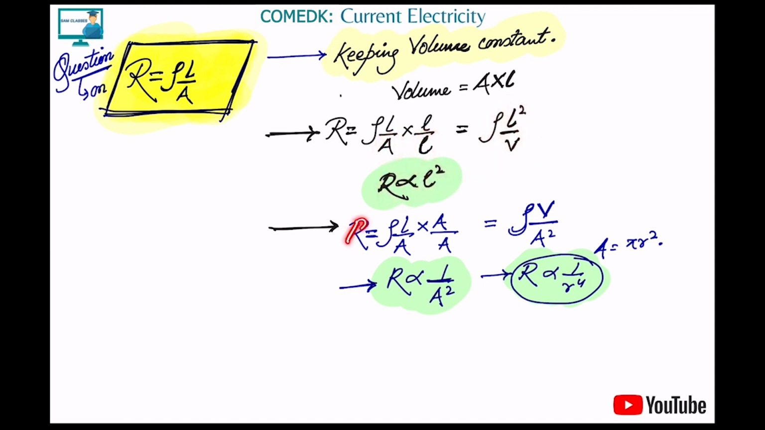Now here again, R is equal to rho L by A, and now we have multiplied with area on top and bottom. So what we got? Rho V by A square. So now we can say resistance is directly proportional to 1 by A square. That's it. Now area contains what? Area of anything, for a cross section, is pi r square. So resistance is directly proportional to 1 by r power 4.